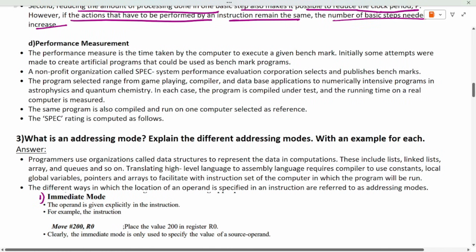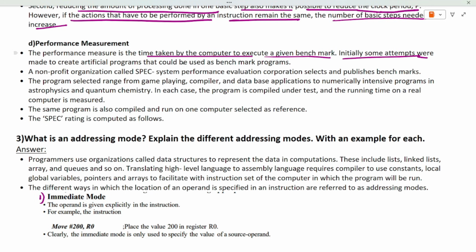Now let's discuss the performance measurement. It is taken by the time taken by the computer to execute a benchmark. Initially some attempts were made to create artificial programs to make a benchmark, that is SPEC, you remember, System Performance Evaluation Corporation. That is enough, and you can see here that it is computed as follows.